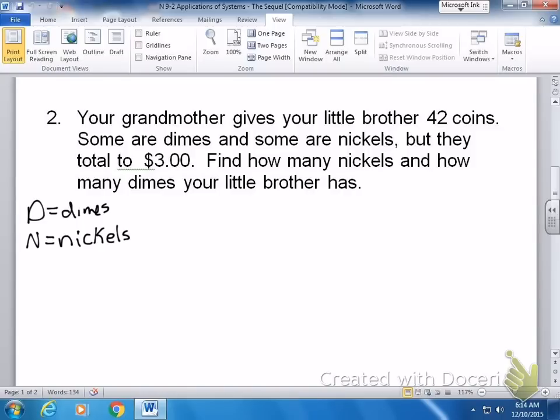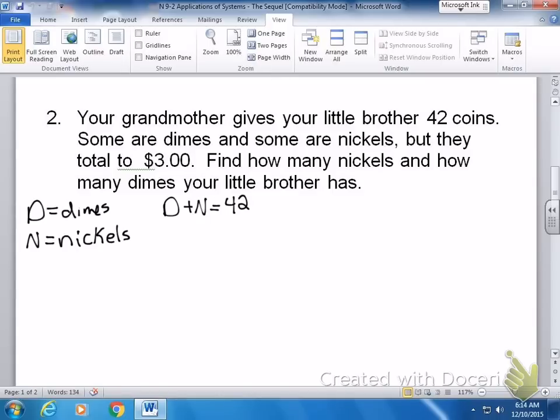So let's read this one. It says your grandmother gives you and your little brother 42 coins. So that means if I take my total dimes and total nickels and add them together, just the number of coins is 42. So that means that dimes plus nickels should equal 42.